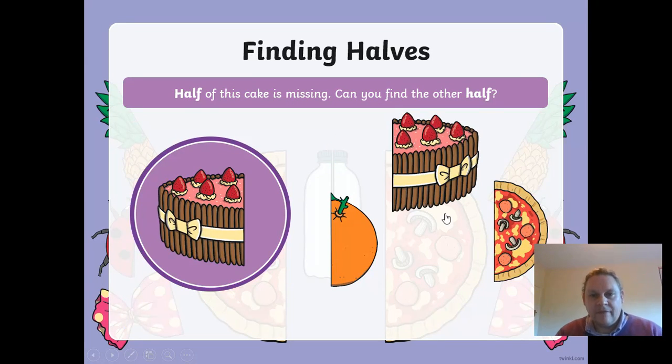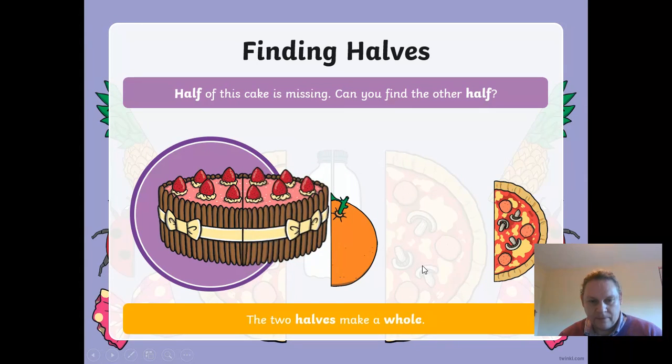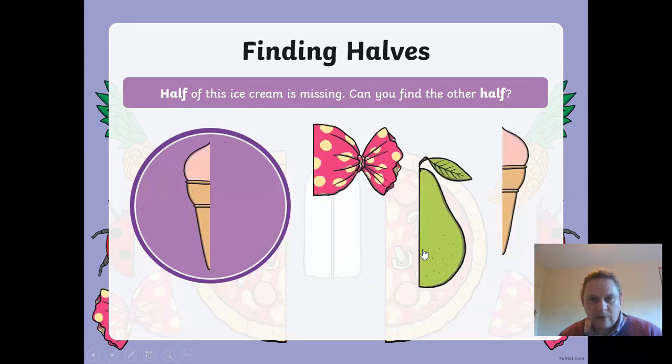Okay, half the cake is missing. Can you find the other half? Where is the other half of the cake? There it is. Now we've got a whole cake. Two halves make a whole.